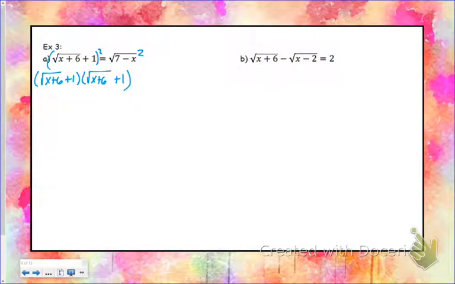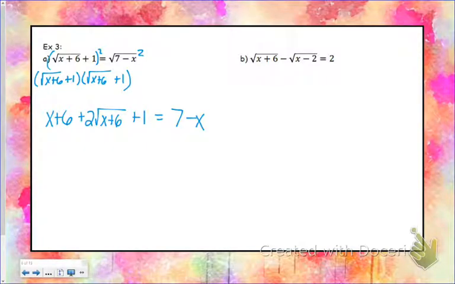So I actually have to FOIL this out, or you could square and double and square, but I'm going to end up multiplying that out. I'm going to get x plus 6 plus 2 square roots of x plus 6, because it's the square root of x plus 6 plus the square root of x plus 6, and then just plus 1. And then on the right side, again, it's just 7 minus x. So at this point, we still have a square root in our equation.